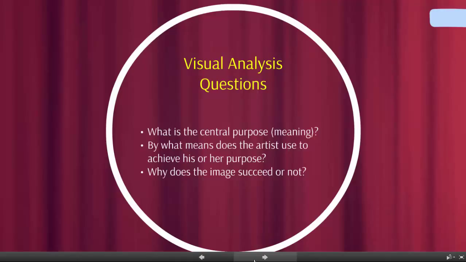Your body paragraphs will answer the question, by what means does the artist use to achieve his or her purpose? Now, in order to answer this question, you will go back and look at the various visual techniques that the artist used to convey his message. And last but not least, your conclusion will answer, why does the image succeed or not? Again, this should be based on your understanding of the various visual concepts. And remember, I have a list of them, including questions that will help you through this process.